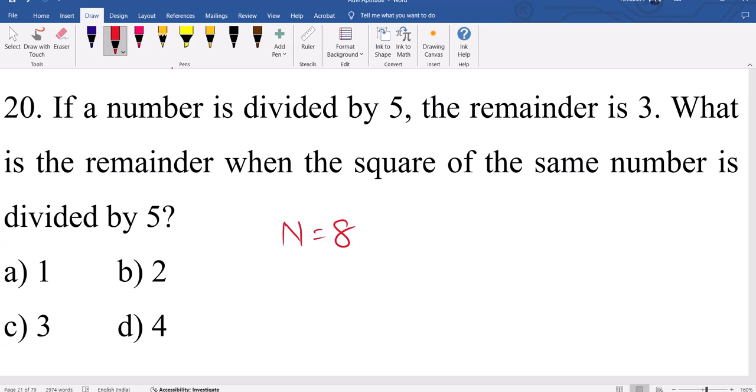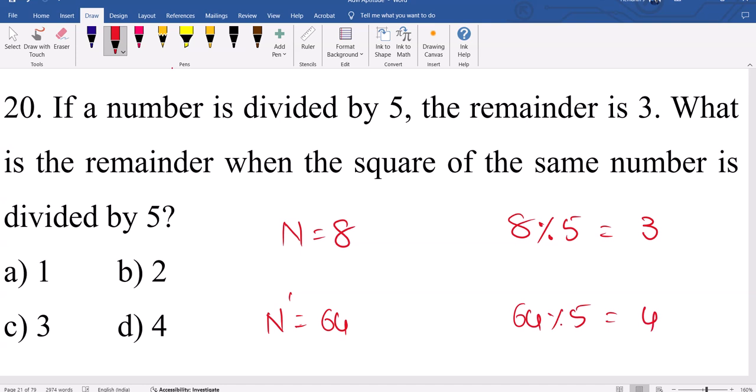When 8 divided by 5, percentage means what as per your C language? Okay, it will give remainder 3 only, right? Now what they are asking, square of the number. Square of the number means it becomes 64. When 64 is divided by 5, remainder is nothing but 4. Option D.